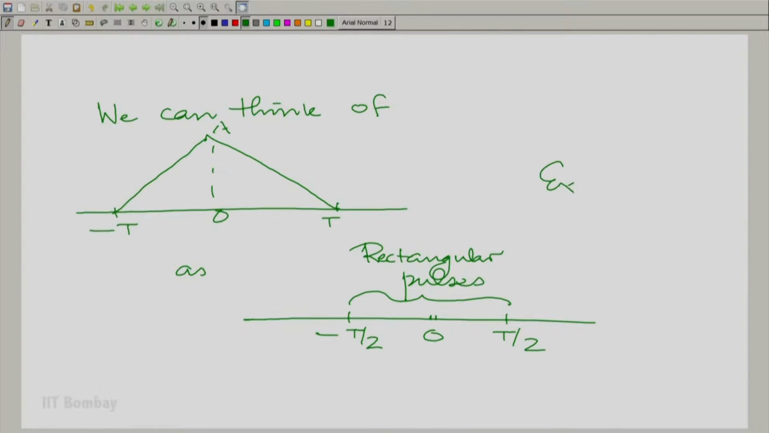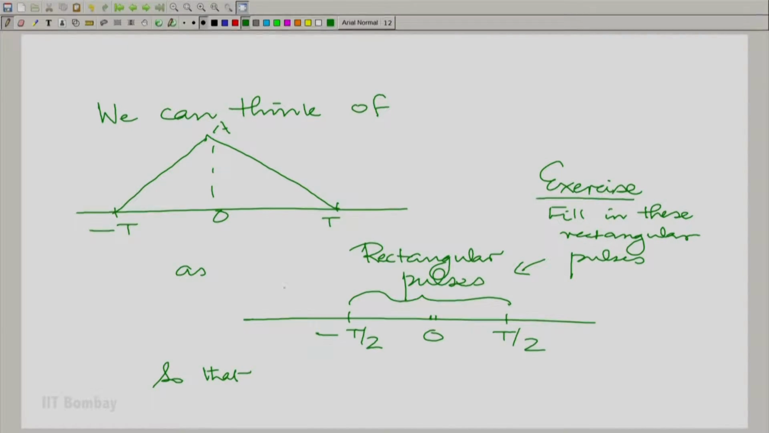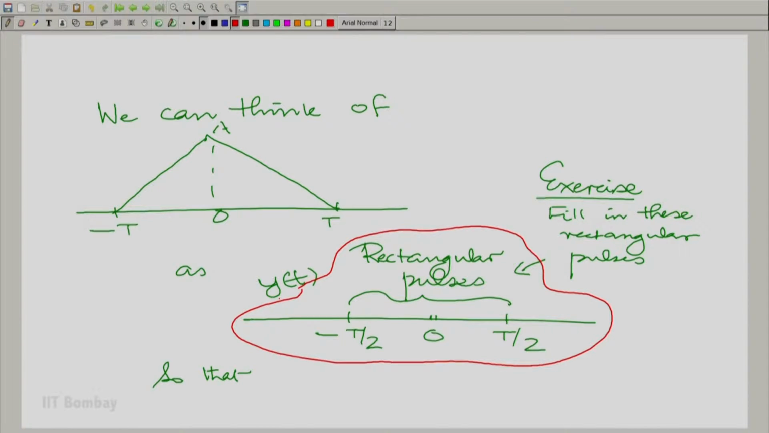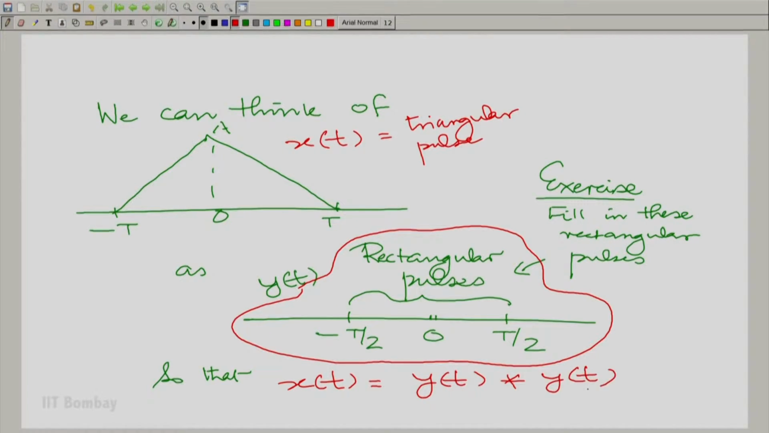The exercise I am going to give you is to fill in those rectangular pulses, so that if we call this whole thing, let us say, yt, then yt is this set of rectangular pulses which I have asked you to fill in, so that the triangular pulse xt is equal to yt convolved with yt. This is the exercise for you to do.